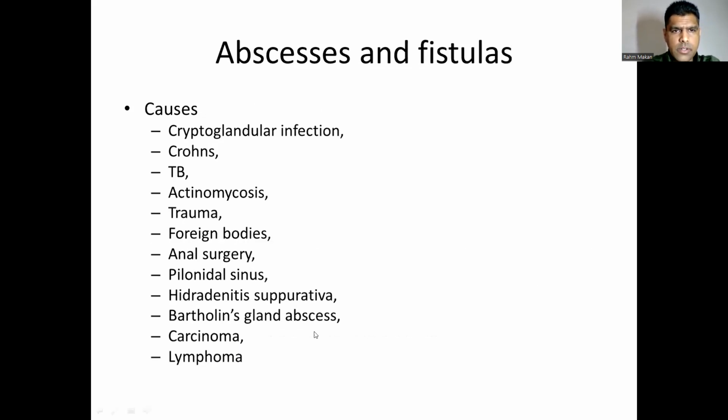If you look at the next pathology that we might see, it's abscesses and fistulae. One must be aware of the many causes such as cryptoglandular infection, Crohn's disease, TB, actinomycosis, trauma, foreign bodies, previous anal surgery, a pilonidal sinus, hidradenitis suppurativa, Bartholin's gland abscesses, carcinomas, and lymphomas. So usually if one sees an abscess or fistula, one needs to look for these pathologies to not miss it.